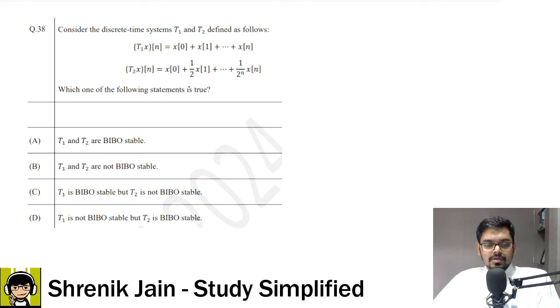Consider the DT system, discrete time system, T1 and T2 defined as follows. You can see which one of the following statements is true. This is what they are asking, the BIBO stable concept.